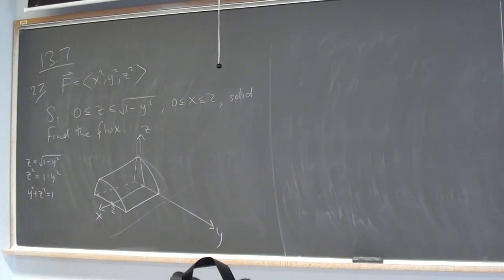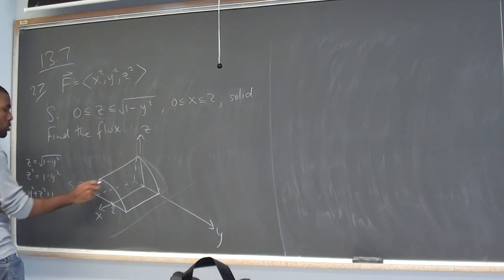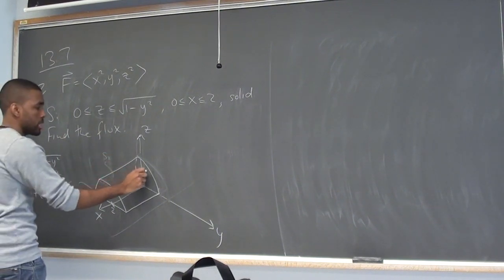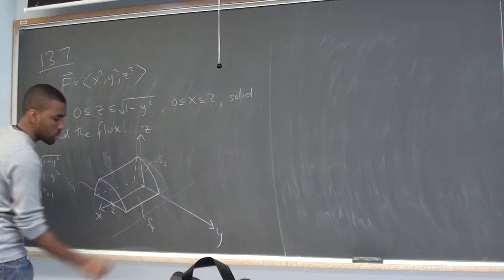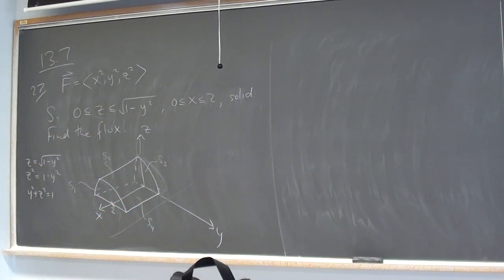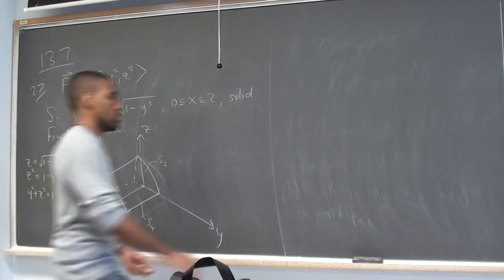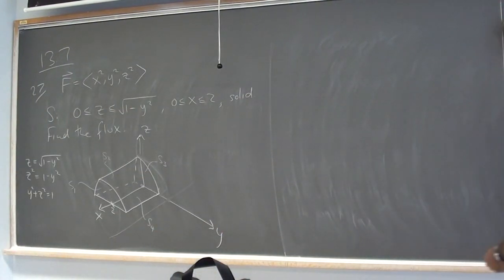So here you actually have, as you said, 4 surfaces. There's the first one, S1, then there's S2, then the back would be S3, and the bottom would be S4. The top part is because y squared plus z squared equals 1. That's this one, the surface z equals the radical of 1 minus y squared. That's a cylinder.